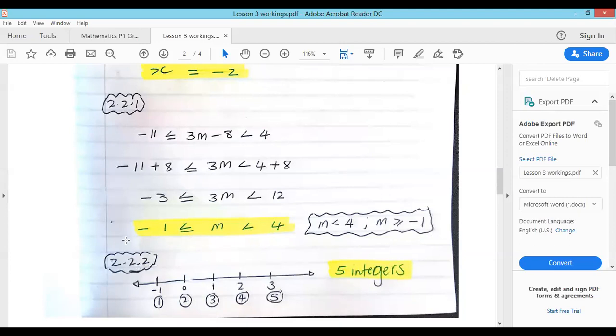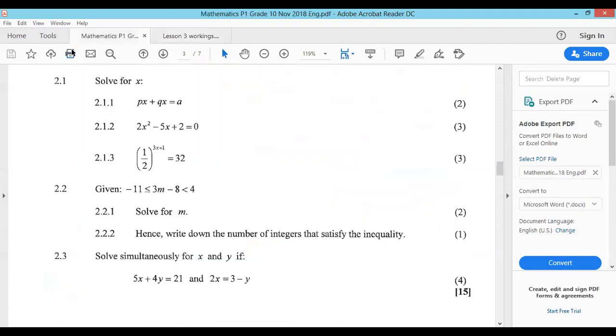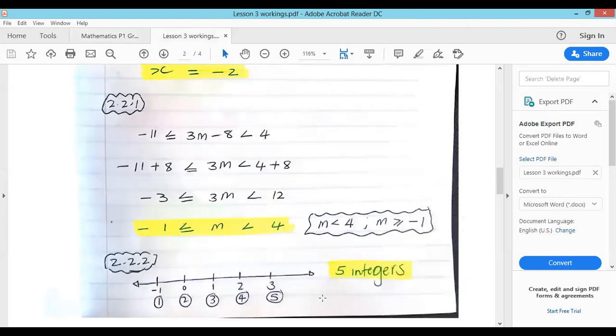Let's look at 2.2.2. It is asking how many integers. It says hence, meaning the answer that you got from 2.2.1, use it in 2.2.2. It says hence, write down the number of integers that satisfy the inequality, which means how many integers are in the interval of this inequality, basically. That's why I've drawn the number line for you guys. Remember in grade 6, 7, 8, you have dealt with integers where you've drawn your number line and stuff like that, right?